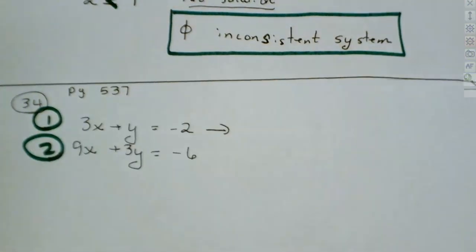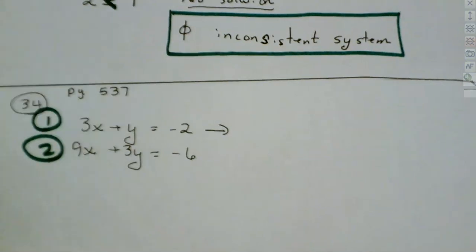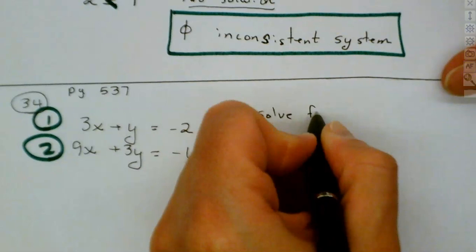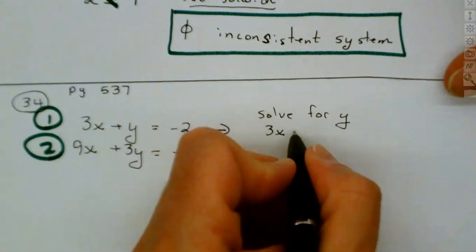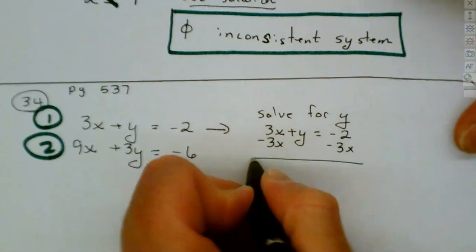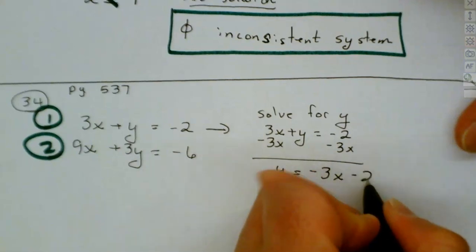If I was looking at this and I want to use my first equation, which variable would you solve for? Would it be easier to solve for the x or the y? Which one? Y. Because y is going to be the easiest. No fractions. So let's do that. Always go the easiest route you can. So we have 3x plus y equals negative 2. I'm going to move that 3x over. Now we have y equals minus 3x minus 2.